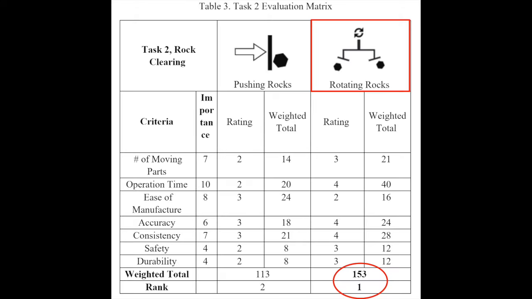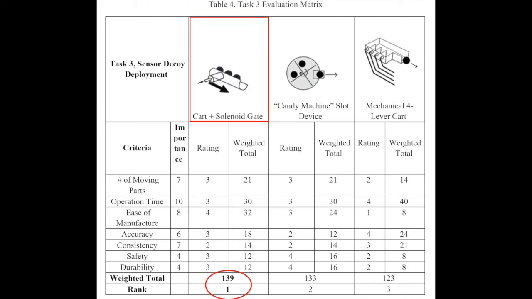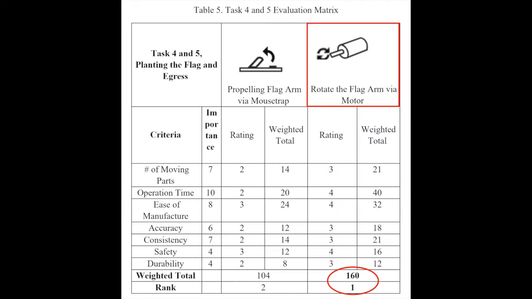For task 2, the rotating arm ended up winning due to the greatly reduced operation time, since the mousetrap did not need to be set up before each trial run. For task 3, the solenoid gate idea won by a slim margin against the candy machine idea. This was largely due to its ease of manufacture, its improved safety, and its durability. For tasks 4 and 5, ultimately, the motor arm was chosen over the mousetrap idea due to its simplicity, its ease of manufacture, and its improved accuracy. These are the main highlights of each idea that explain why they were more beneficial than the alternatives.